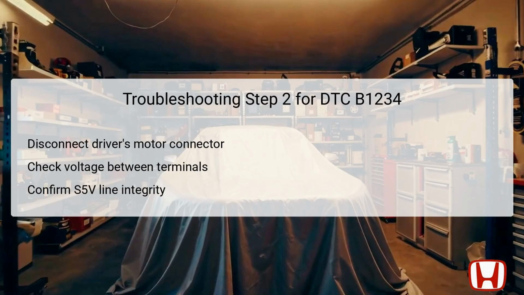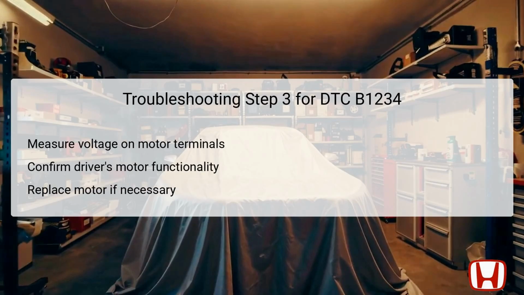Continuing the diagnosis, this step entails checking the voltage between specific terminals of the driver's air mix control motor while it remains disconnected. Ensuring the vehicle is in the on mode, the technician evaluates voltage levels on the terminals identified previously. If approximately 5 volts is found at the test points measured, it indicates that the motor itself may be at fault, leading to a disconnection from its power source. This confirms the necessity to replace the driver's air mix control motor to resolve the DTC B1234 issue.